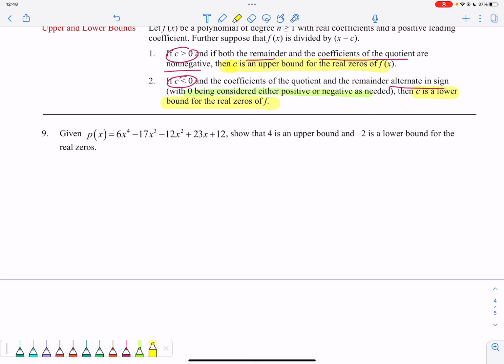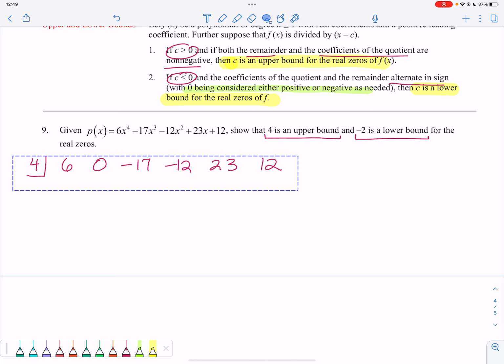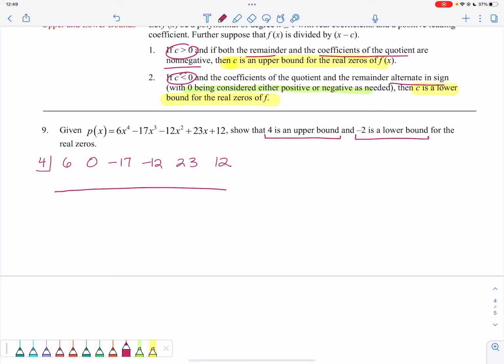They want us to show, so we already know, that 4 is an upper bound and negative 2 is a lower bound. So to show 4 is an upper bound, we're going to go ahead and put it in the box. And I did that a little bit big, so I better scrunch that down a little bit. And let's go ahead and do synthetic division.